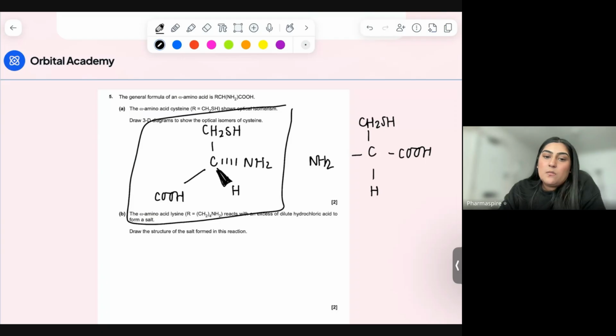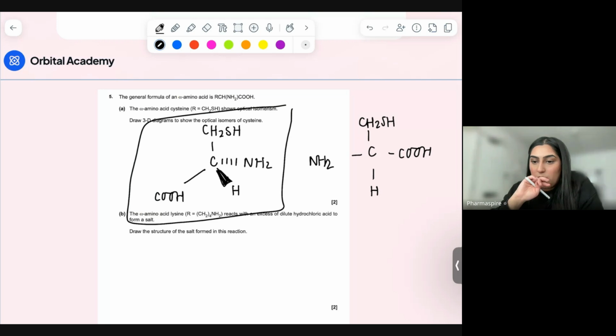AQA, you can draw it without. If I'm looking at the questions, you can draw it without. So even that, they said you can have it this way as well. So if it's a 3D diagram, you can still have it this way as well. Any is fine.